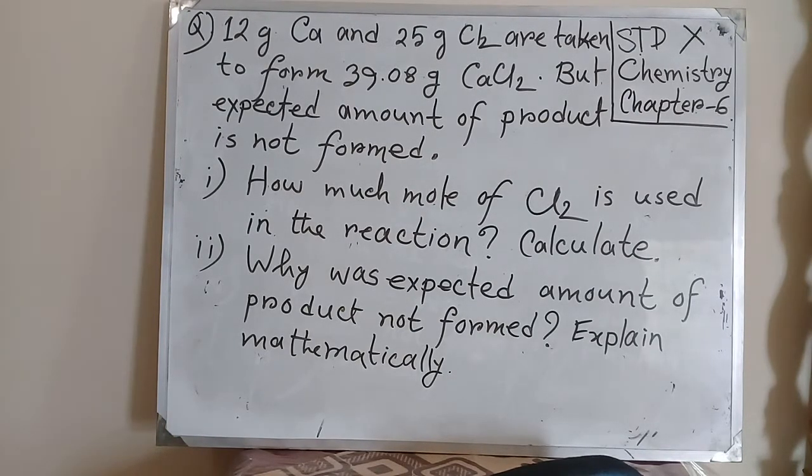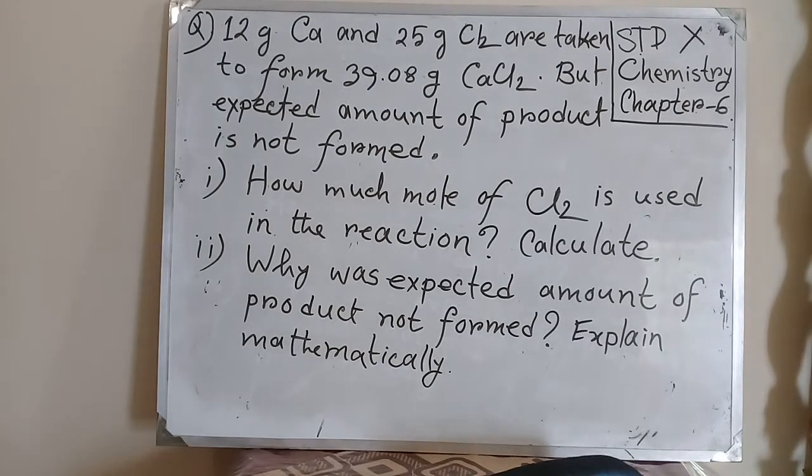I have written a mathematical problem here on the board, and I will read it out and you will see. 12 gram calcium and 25 gram chlorine are taken to form 39.08 gram calcium chloride, but the expected amount of product is not formed. Question number 1: How much mole of chlorine is used in the reaction? Calculate. Why was the expected amount of product not formed? Explain mathematically. So this is the question.